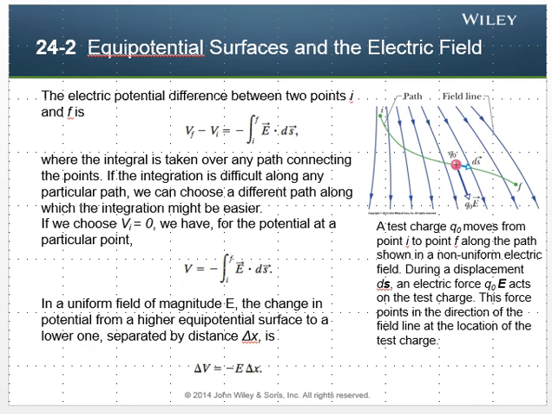Then, to simplify things, if we have a uniform electric field, then the change of potential delta V is just minus electric field delta X. Just straightforward. All right. So this leads to a couple of things.